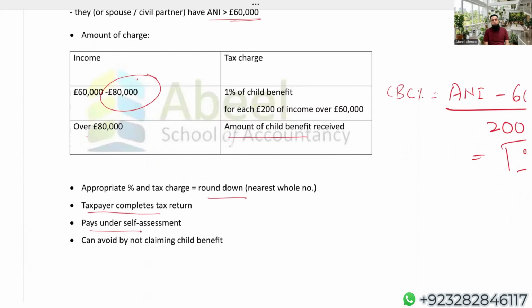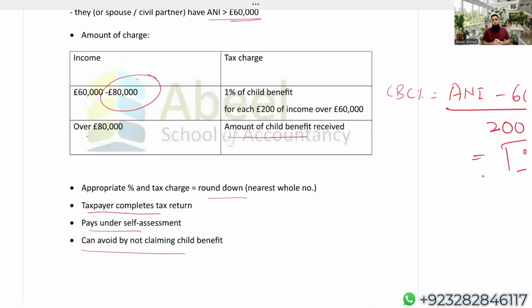The taxpayer completes the tax return and pays under self-assessment. It is not the responsibility of your employer to pay the child benefit charge. It is your responsibility. You are the one who has received this child benefit. If the charge is applicable, you have to deal with that. You have to put that into your tax return, and it comes under self-assessment. It does not come under PAYE. It can be avoided if you're not claiming child benefit.